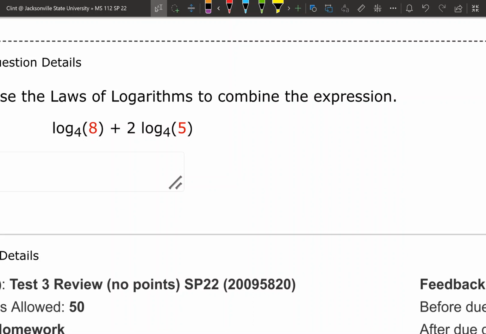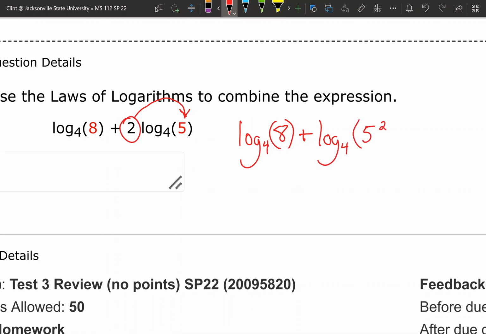It says combine the expression. Just go another direction. So if you've got a number out front, moving that inside the logarithm should be our first step. So this would be log base 4 of 8. I'm not doing anything to that first one. Plus log base 4 of 5 squared. You can just leave it 5 squared. That's okay.